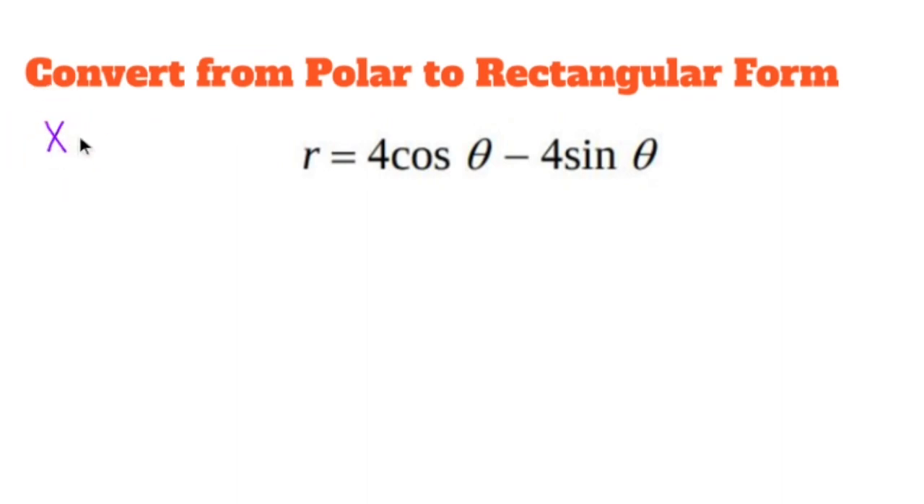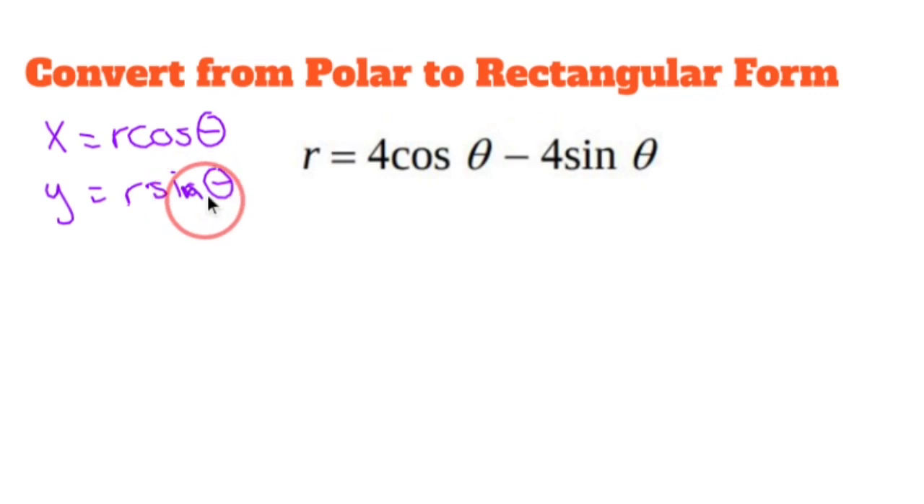We have to say that x equals r cos theta. That's thing number one. We have to say that y equals r sin theta. It's supposed to be an n. That's thing number two. And we have to say that r squared equals x squared plus y squared.